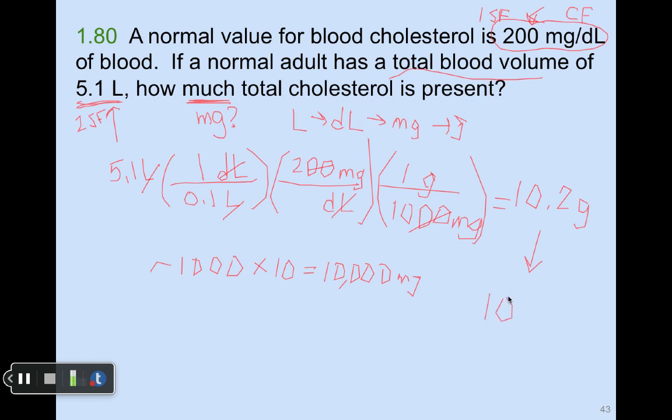So the answer is going to have to be 10 without a decimal, and it's going to be 10 grams. So to 1 sig fig, that's all you get in this question.